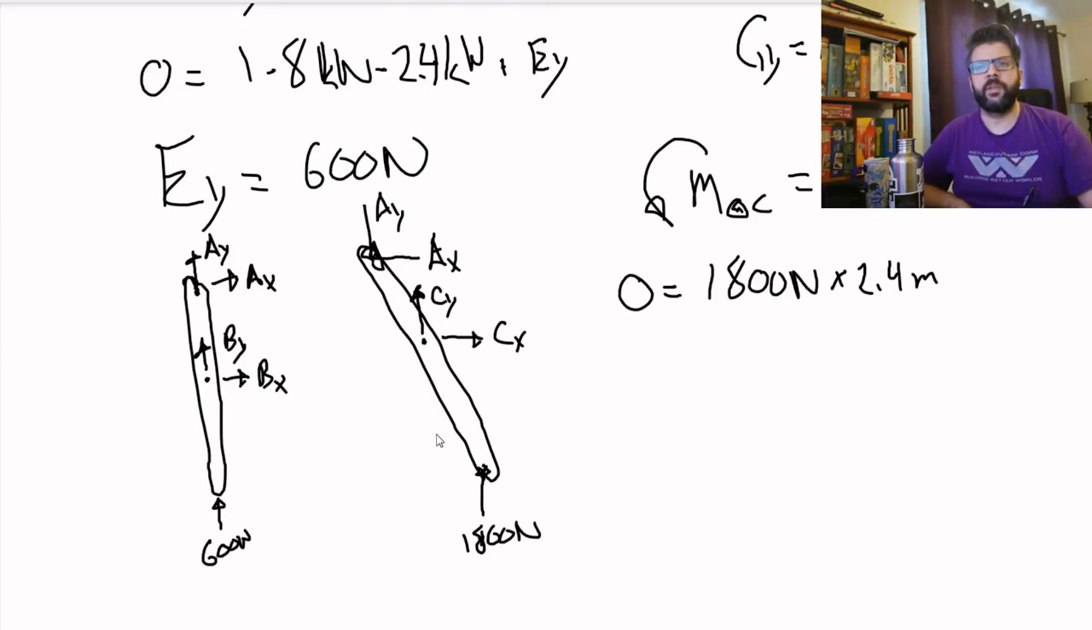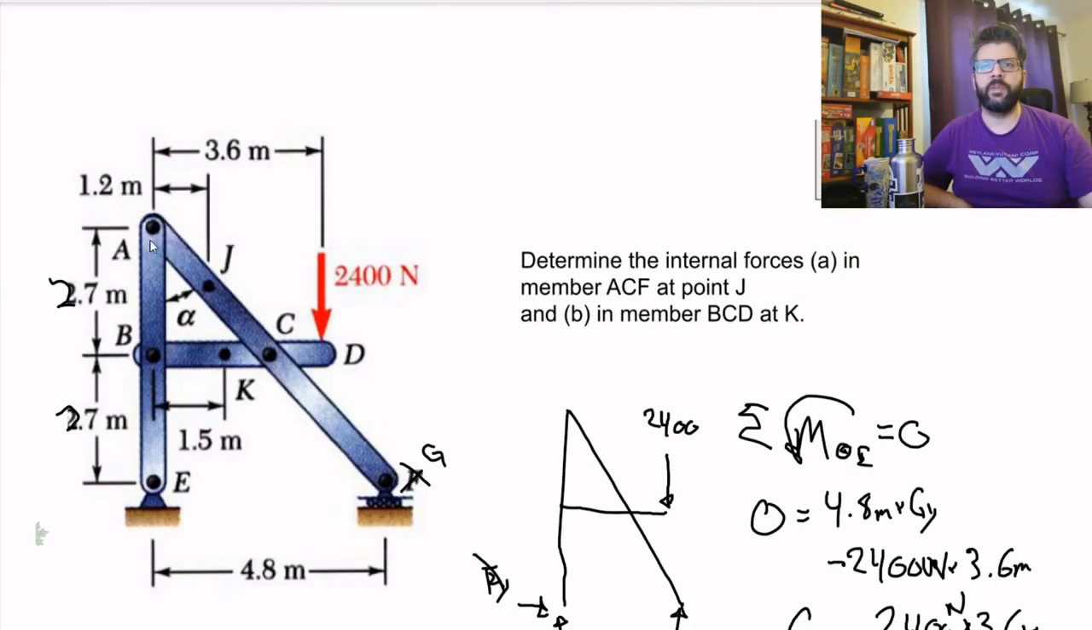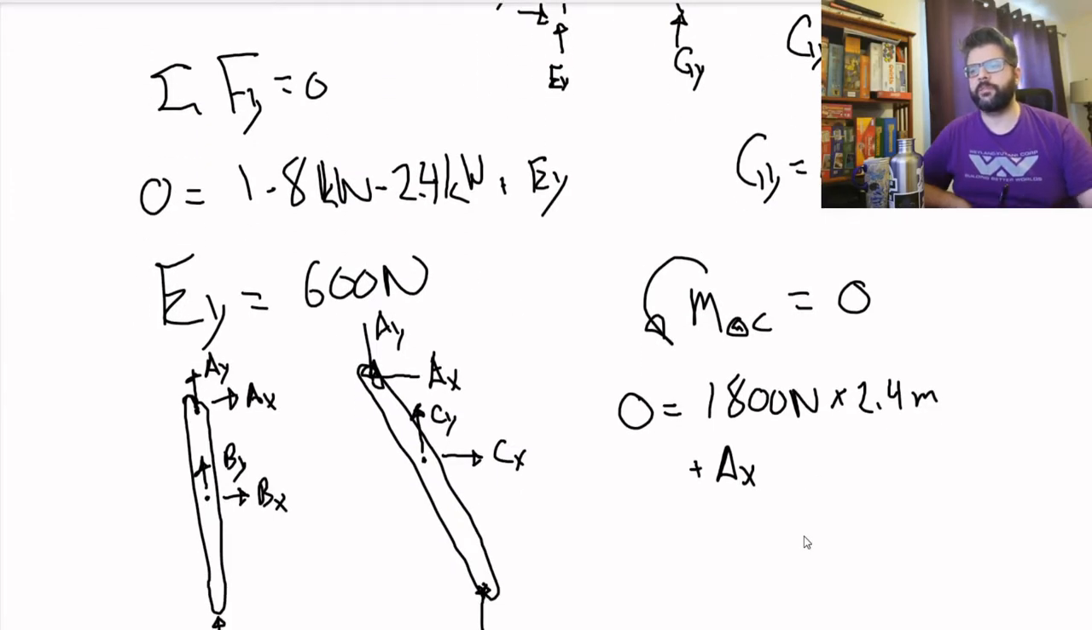We have the AY and AX. So AX, assuming that we had initially guessed correctly when we pointed AX on the other bar in this direction, that'll be a positive moment as well. So plus AX, and that'll be times the vertical displacement from here to here, so 2.7 meters.